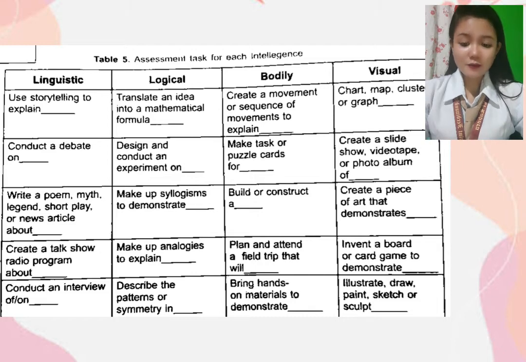In logical, translate an idea into a mathematical formula. Design and conduct an experiment. Make up a syllogism to demonstrate. Make up analogies to explain and describe the patterns of symmetry. In bodily, create a movement or sequence of movements to explain.